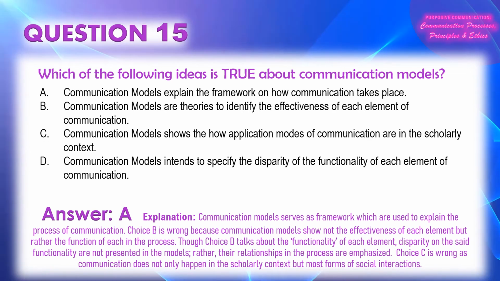Choice B is wrong because communication models show not the effectiveness of each element but rather the function of each element in the process. Though choice D talks about the functionality of each element, disparity on the said functionality is not presented in the models. Rather, their relationships in the process are emphasized. Choice C is wrong as communication does not only happen in scholarly contexts but in most forms of social interactions.